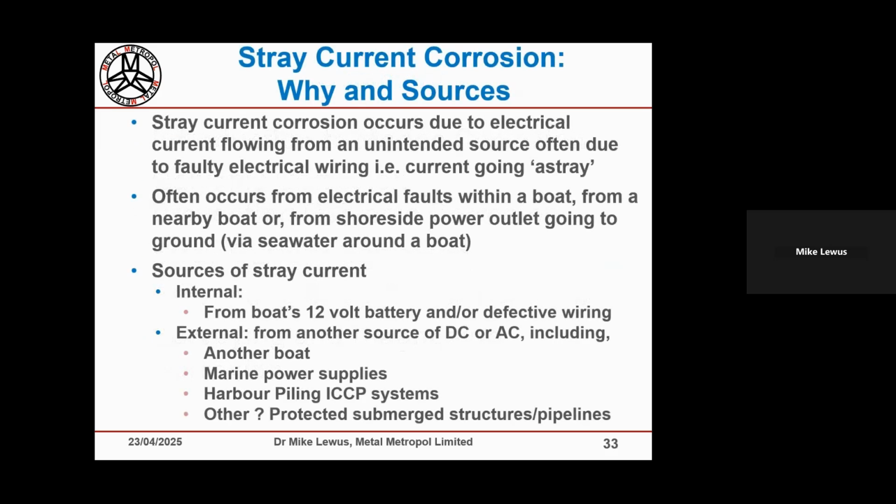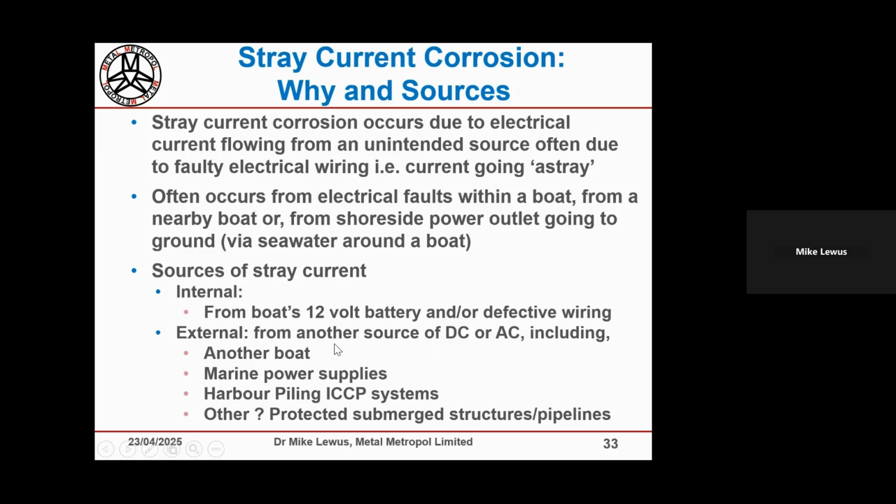The main point about stray current corrosion is it's corrosion that occurs due to electrical current flowing from an unintended source, hence the term stray. It's current going astray. It often occurs from electrical faults within boats. It could be from faults in shoreside power. It could be issues with a nearby boat. But there's a list of sources here. Internally, it's from the boat's battery or defective wiring. Those are the big two.